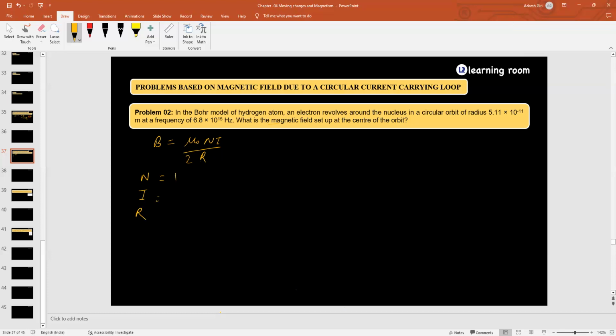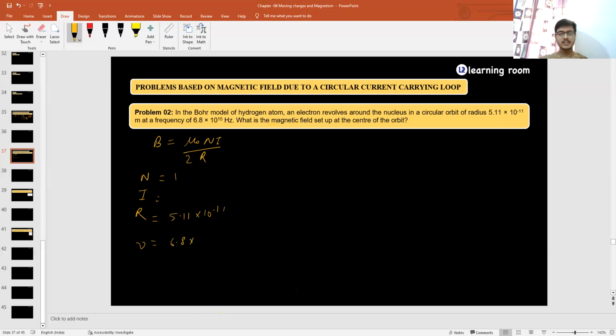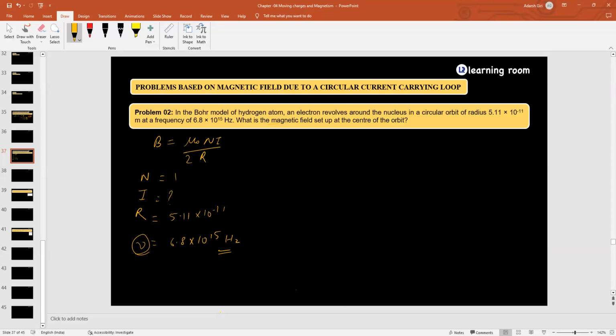Is N given to us? We'll consider 1 because it is taking a single revolution. What is I? Is I given to us? No, not given. Is R given to us? Yes, 5.11 into 10 to the power minus 11. Is there any other data given to us? Yes, frequency is given, 6.8 into 10 raised to the power 15 hertz. If this is given, there must be some use of it. And I is not given, so from where can we calculate the value of I? That is our question. If we calculate that, this becomes easy.